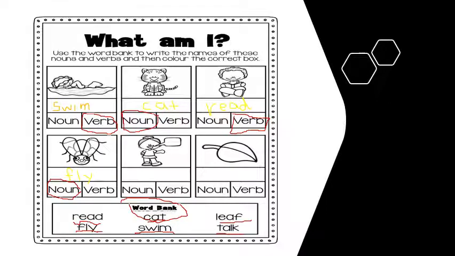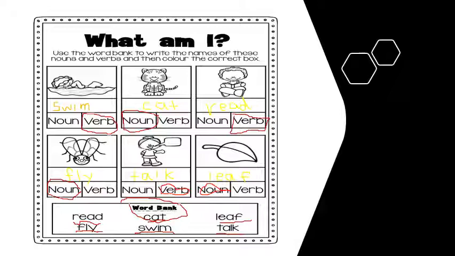Okay, now next, noun or a verb? What is the girl doing? She's talking. So, yes, talk is an action. So, it's a verb. So, we'll circle this verb. Good. And then we'll write here, talk. Now, what is this? Leaf. Okay, we'll write here, leaf. Leaf is a, yes, noun. It's a name for a thing. So, we'll circle this.